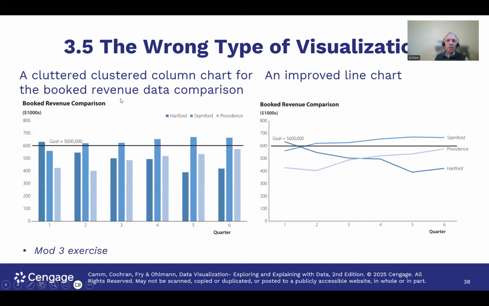Okay, so here's the wrong type of visualization. A clustered column chart. This is booked revenue data. So this is booked revenue. We've got quarters, quarter one, two, three, four, five, six. And we've got three areas, Hartford, Stanford, and Providence. And our goal is 600,000. So this is one way I could do this. This is a group bar or a Dodge bar chart. And I see that I can compare the three. So this is mildly effective.